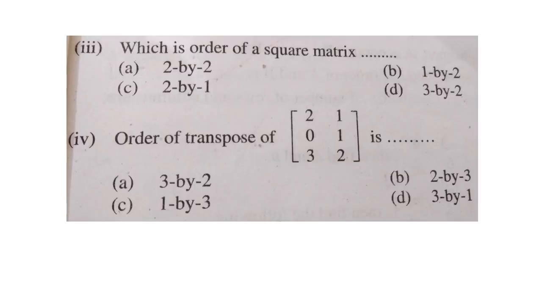Part 3, which is order of a square matrix. Dear students, we know that a square matrix is a matrix in which number of rows and number of columns are equal. So option A is correct.